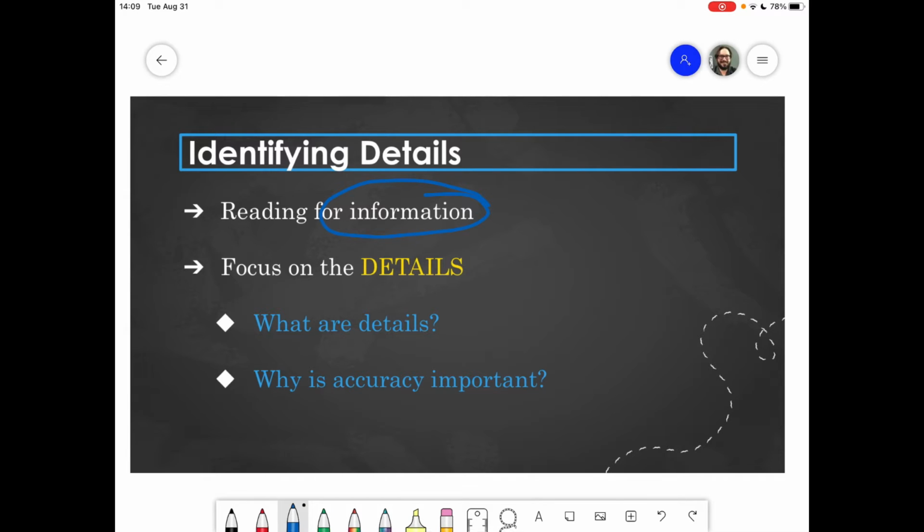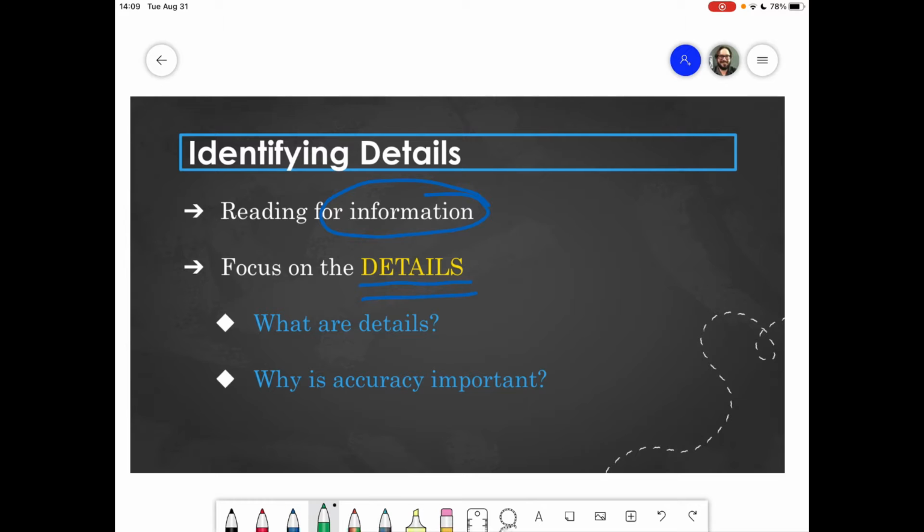When you are reading for information, let's be honest, do you read the entire article? Do you read the entire passage? No, you don't. None of us do. Typically, what we are going to do is skim to look for the answer to that particular question. So when we do this, we need to make sure that we are focusing on the details. So when we talk about details, what do we mean?